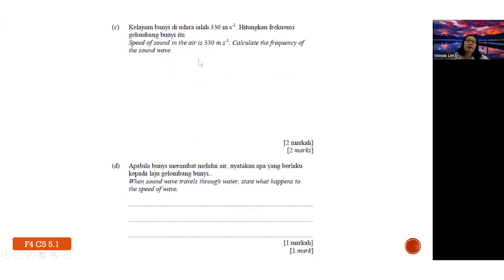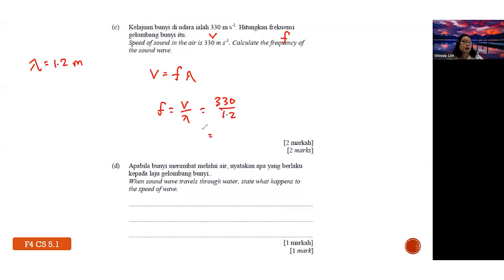Speed of sound in the air is 330 meters per second. Calculate the frequency of the sound wave. So what is the formula involved in this topic? The formula involved is V equals to F lambda. Given the question, you have speed V, and they want you to calculate F. And just now, lambda from the previous part, you already got 1.2 meter. Hence, you rearrange the formula to become F equals to V over lambda, and you just substitute accordingly, press your calculator, and you will get the answer.